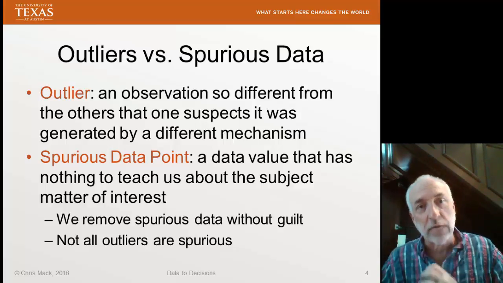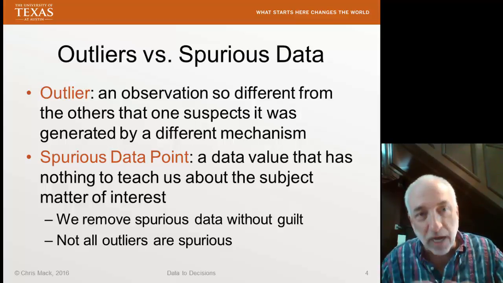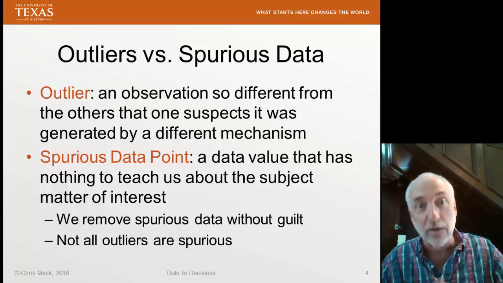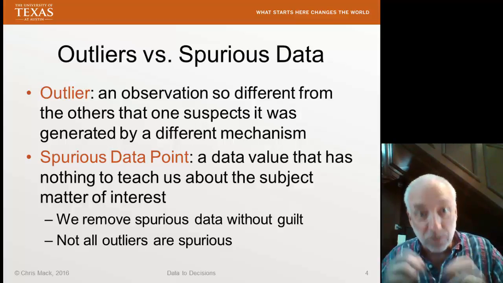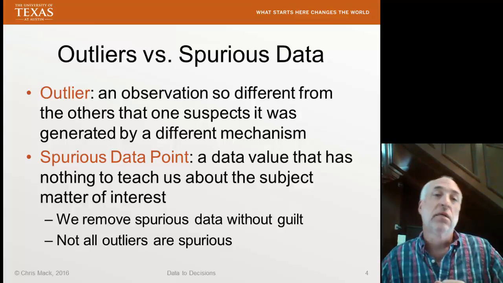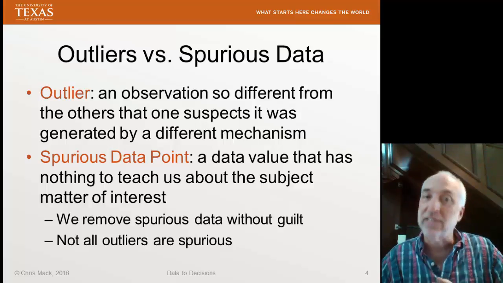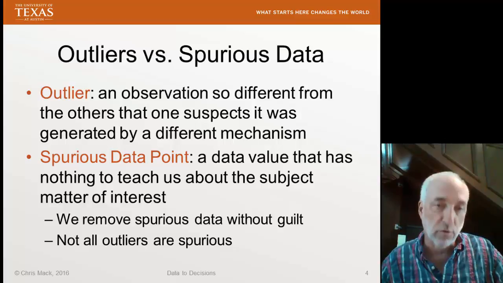What we're going to do in the next few lectures is help us identify what an outlier is. But the judgment as to whether an outlier truly is a spurious data point or not, that's something statistics doesn't tell you. That's something that your scientific judgment must inform you.